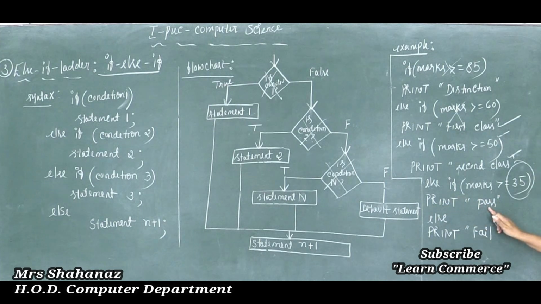Print the pass class, or maybe any type of message you want to write, anything you can write, but in this message I want to show the message as print pass. Clear this point here? Or maybe if any student obtains marks equal to or less than 34, that means 1 to 34 here. At that time it is going to print this statement. This statement is fail here.